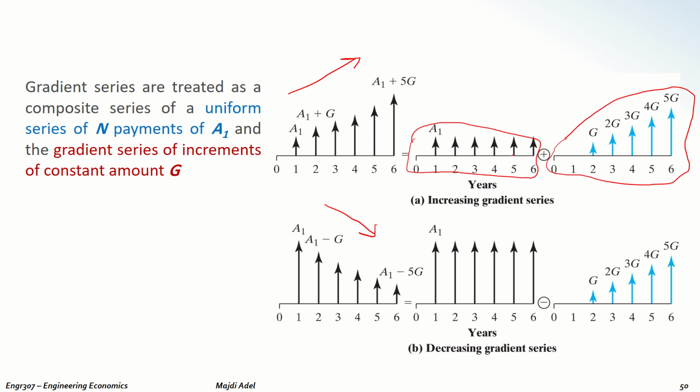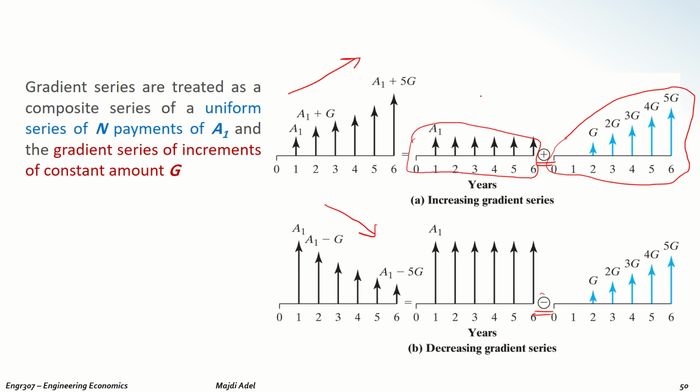If it is an increasing cash flow, we will put a plus sign. We are adding the uniform to the gradient. If it is decreasing, we put the minus sign. We are subtracting the gradient from the uniform cash flow.